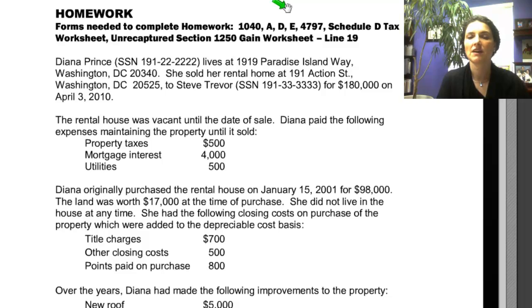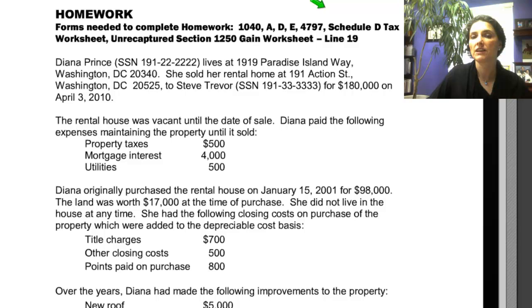And I'm giving you some items that you're going to use to calculate Diana Prince's basis in the rental property. You're going to need to figure any prior depreciation she claimed to arrive at adjusted basis. You're then going to complete the Form 4797. When you're done with that, you're going to carry the net gain or loss to Schedule D. You're going to have to prepare the Form 1040. You're then going to need to complete a 1250 gain worksheet and the Schedule D worksheet.